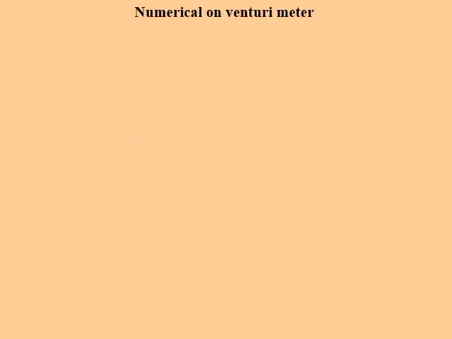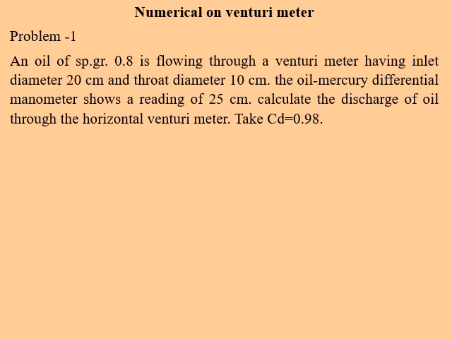So now the numerical part on this venturimeter. This is the first numerical. An oil of specific gravity 0.8 is flowing through a venturimeter having inlet diameter 20 cm and throat diameter 10 cm. The oil mercury differential manometer shows a reading of 25 cm. Calculate the discharge of oil through the horizontal venturimeter. Take CD is equals to 0.98.